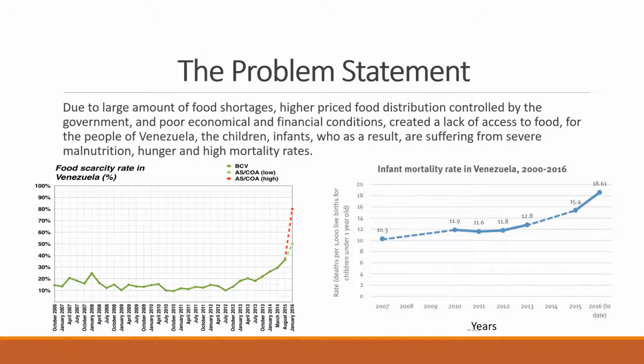The problem statement that we're looking at is that due to a large amount of food shortages, higher priced food, distribution controlled by the government, and poor economic and financial conditions, there is a lack of access to food for the people of Venezuela. The children and infants, as a result, are suffering from severe malnutrition, hunger, and mortality rates. Looking at the charts provided as well, you can see how the rates have gone up from 2006 to 2016, and infant mortality rates as well have gone up compared to 2007 to 2016.